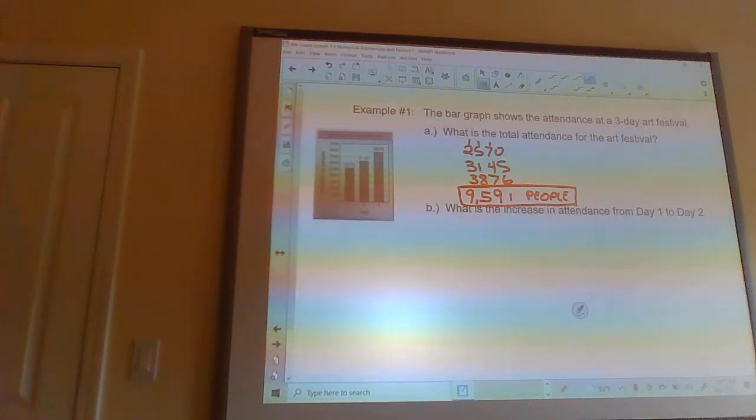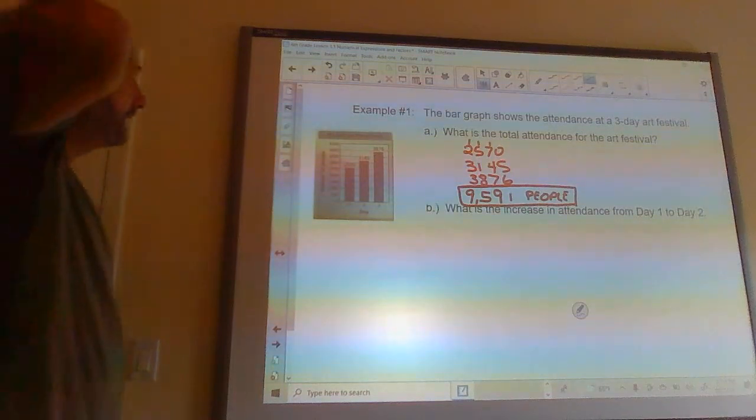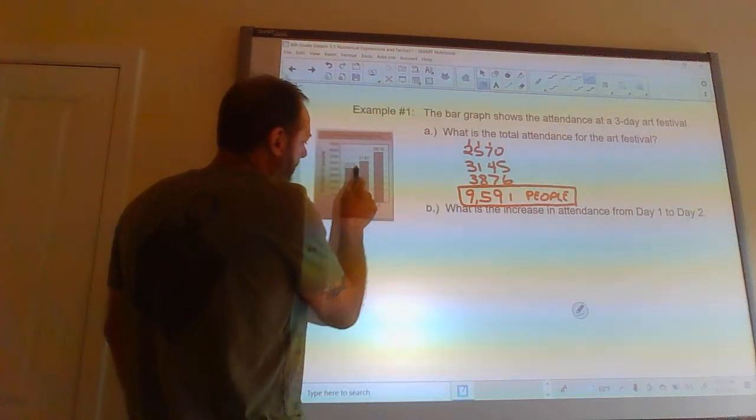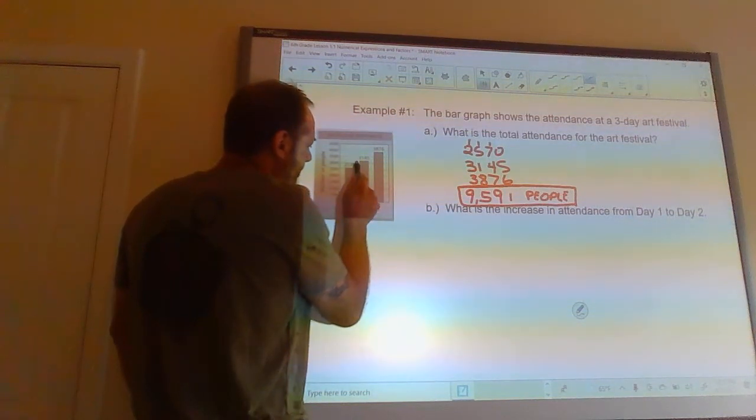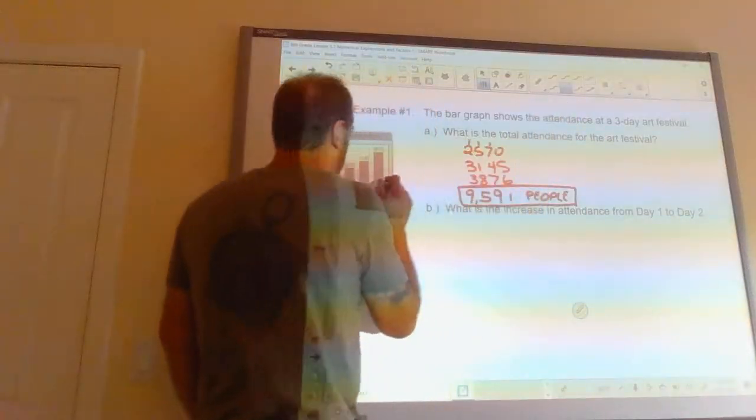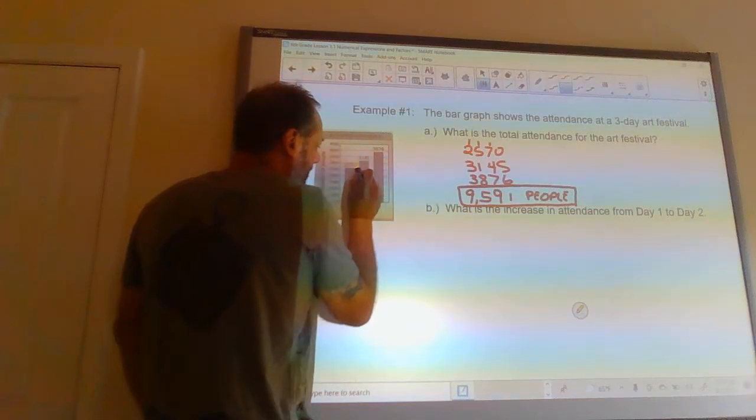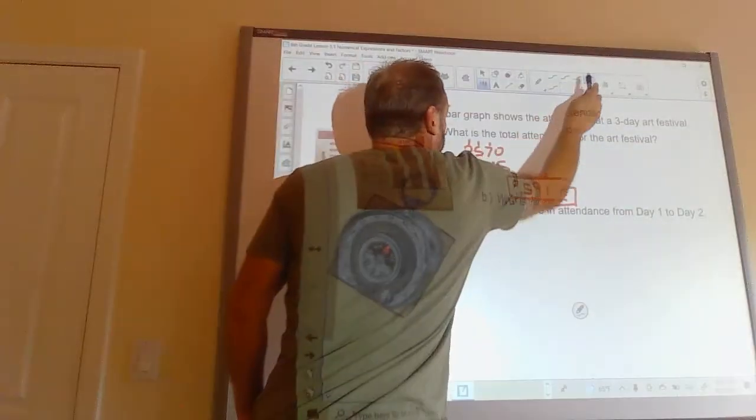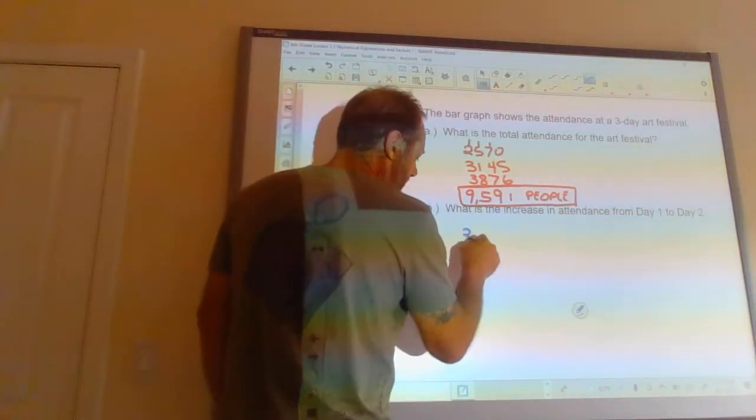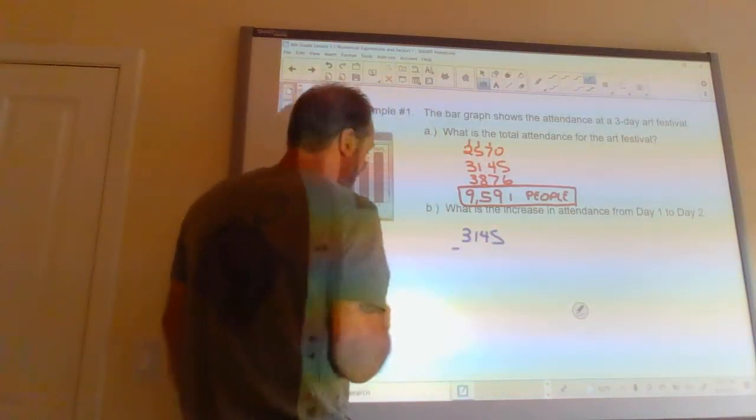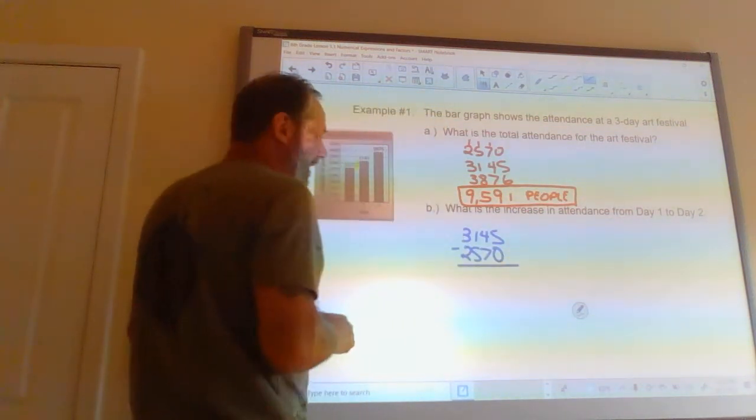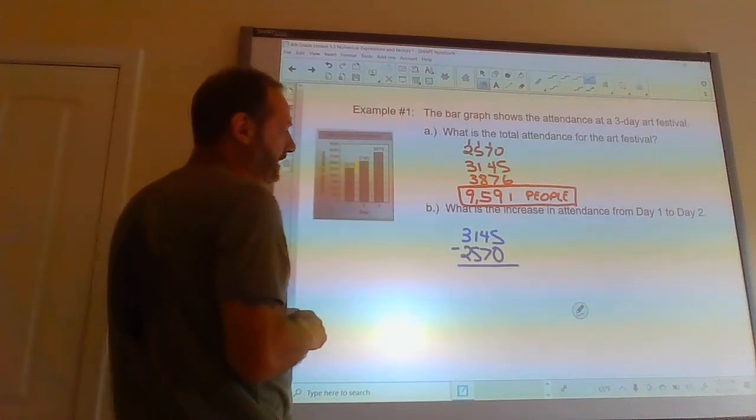Now, what is the increase in attendance from day 1 to day 2? So the increase is going to be the difference between these two. It's going to be this space right here. Okay, so difference is a subtraction problem. So we're going to take 3,145 and we're going to subtract 2,570, and that will give us the increase.